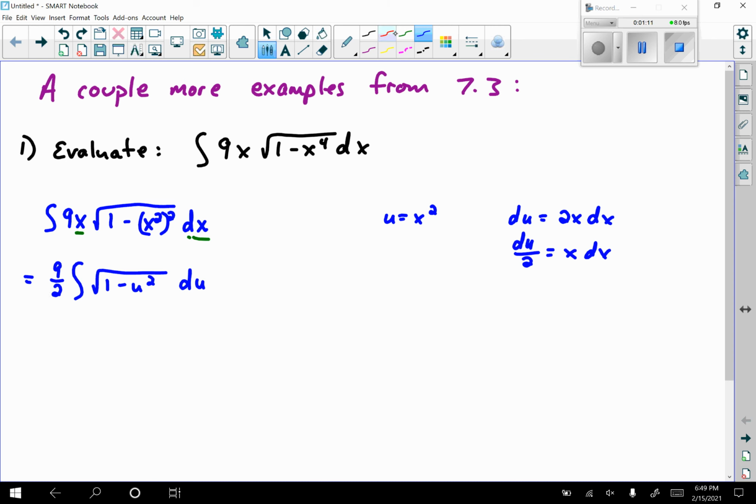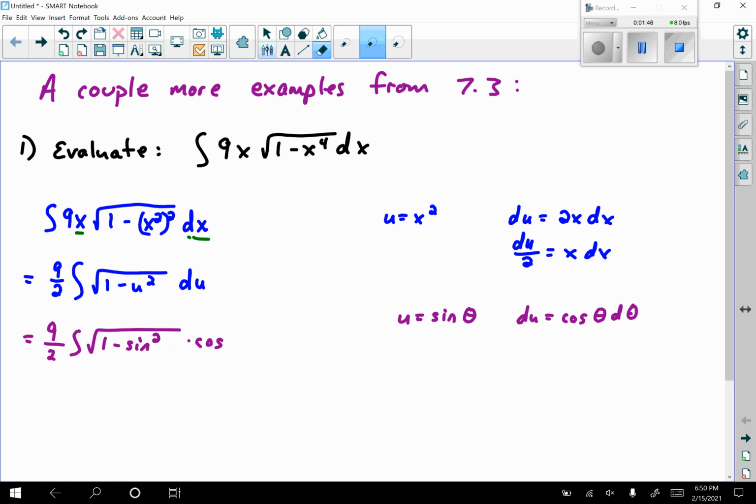Now I'm going to turn this into a trig identity. So I'm going to let u now equal sine x. Actually, let's do sine theta, because I already have an x at the very top. I don't want to use that again. Now du is going to equal cosine theta d theta. So now when I go to replace this, I'm going to have 9/2 times the integral of the square root of 1 minus sine squared theta times cosine theta d theta.